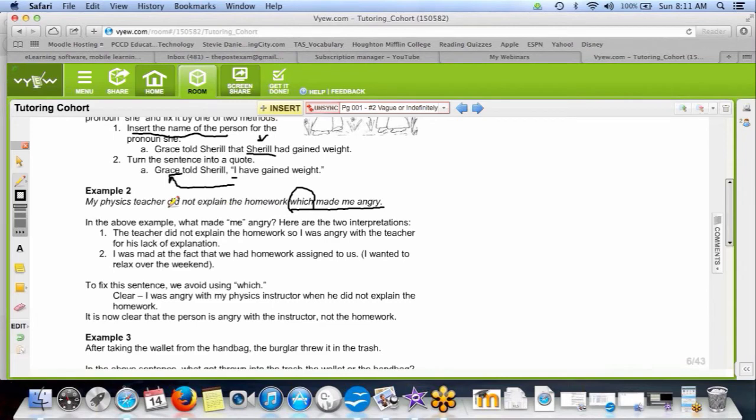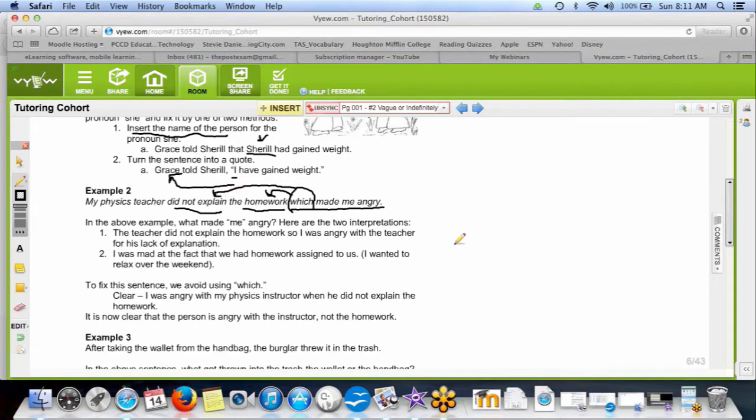Number one, it could have been the lack of explanation. You were expecting homework, but the teacher didn't explain it, so that really made you mad. Or you just didn't want homework. The game's on today. Physics teacher gave you homework on the big game day, and so the homework itself made you angry. So here's the problem. Anytime you can draw arrows to more than one concept, it's going to be the wrong answer on the exam because there's more than one concept here.